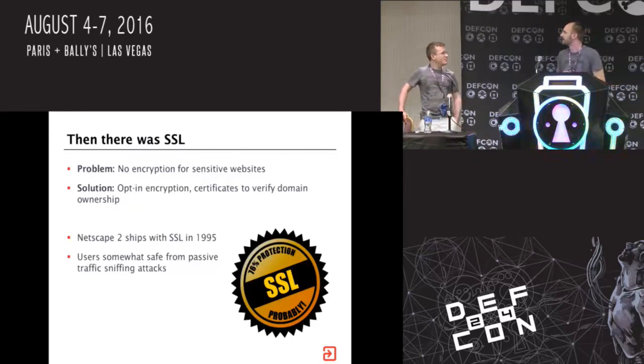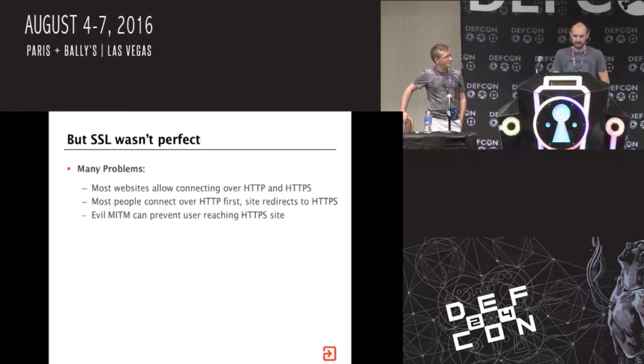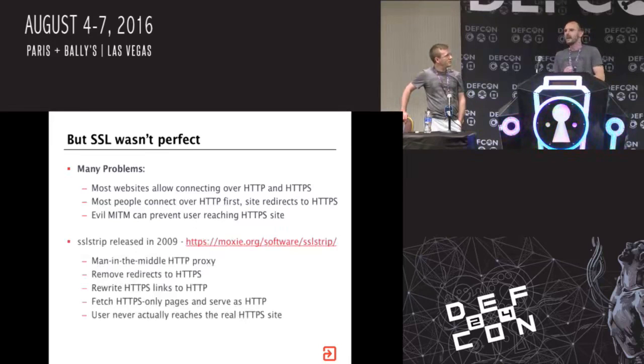Users are somewhat safe from passive sniffing attacks. We obviously know nowadays that the SSL back then was awful and terribly broken, but at the time, it was what we needed it to be. But SSL wasn't perfect, so a lot of websites allow connecting over both HTTP and HTTPS. People connect to HTTP first, because who writes in the S when they're putting in their URLs, who even puts in the scheme. And evil man-in-the-middle attacks can prevent users from reaching the HTTPS sites and force them to fall back to the unencrypted sites. So it wasn't great.